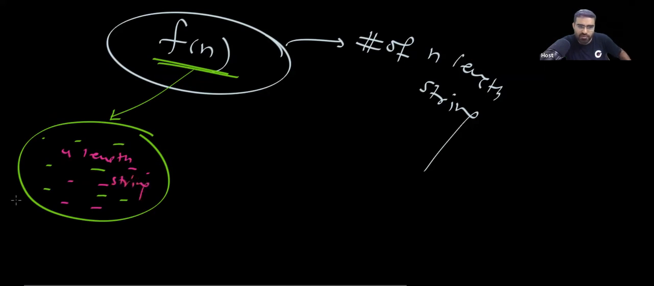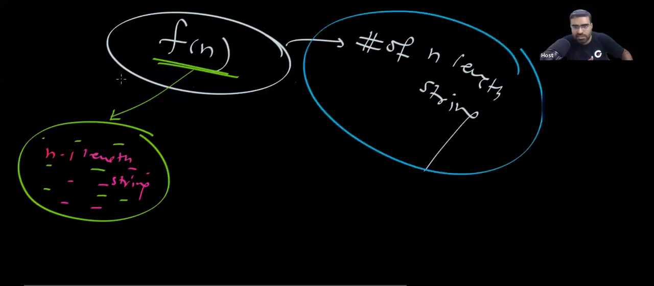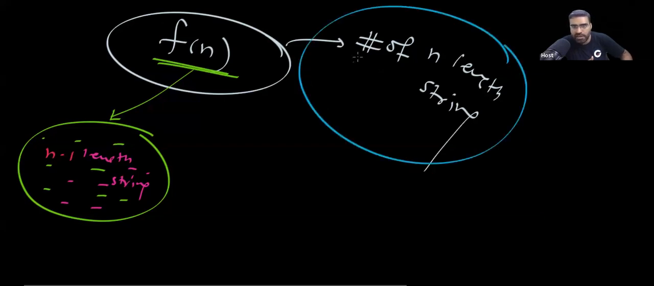So tell me how many we have here? Sorry, these are n minus 1 length strings. Fn means the number of n length strings. So tell me how many n minus 1 length strings are here? That is fn minus 1.